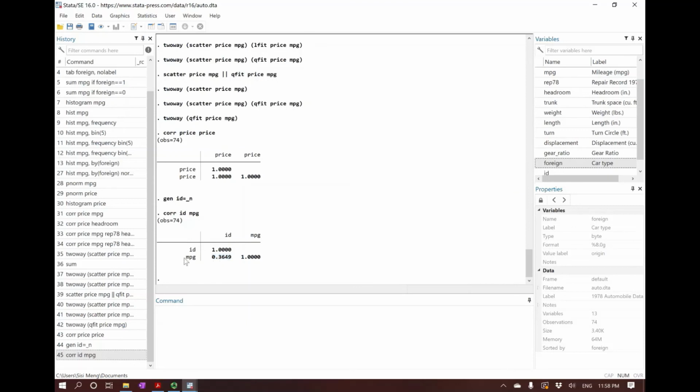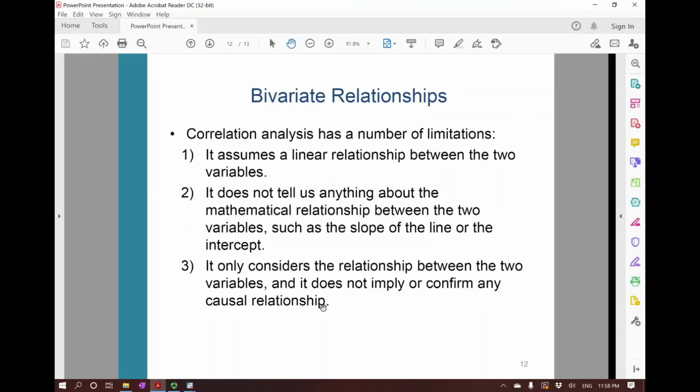So you do want to be very careful whenever you interpret correlation. Having a correlation that's positive or negative, or even a bigger value, does not mean that the two variables cause one another. So we're never going to interpret or confirm any causal relationship here. And in future lectures, I will be introducing the regression analysis, which can identify the causal relationship for us. But this is the limitation for correlation analysis.